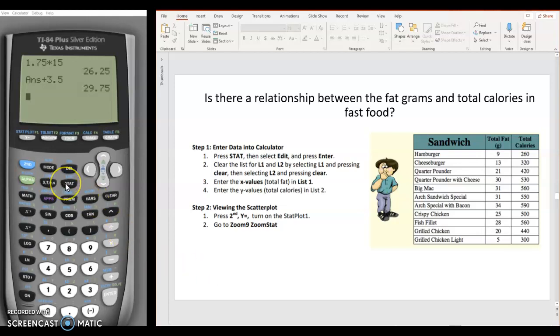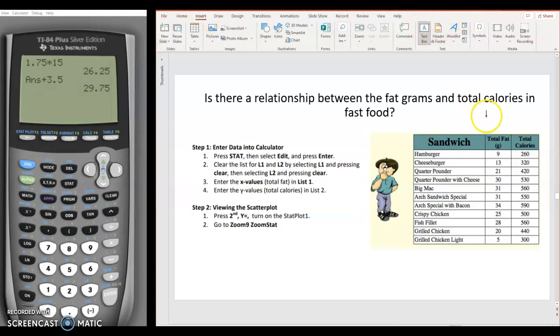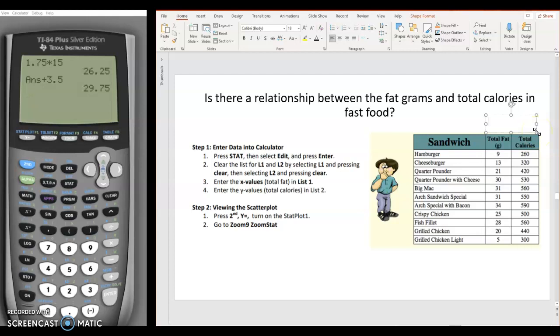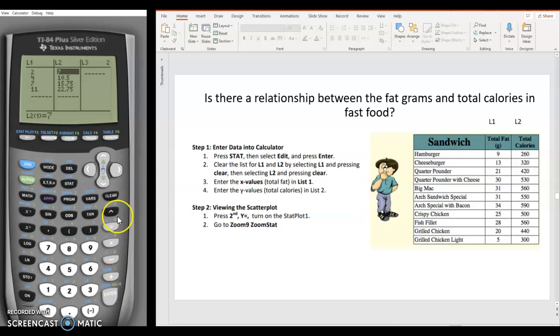We're going to start off once again by entering this data into our table. I'm going to call the left column L1, and the total calories I'm going to call L2. Remember, we start by going to Stat and hitting enter on Edit. We're going to clear: I go up until the title is highlighted, click clear, enter, go over to L2, go up, click clear, and then enter. Now in L1, I'm going to enter the fat grams.